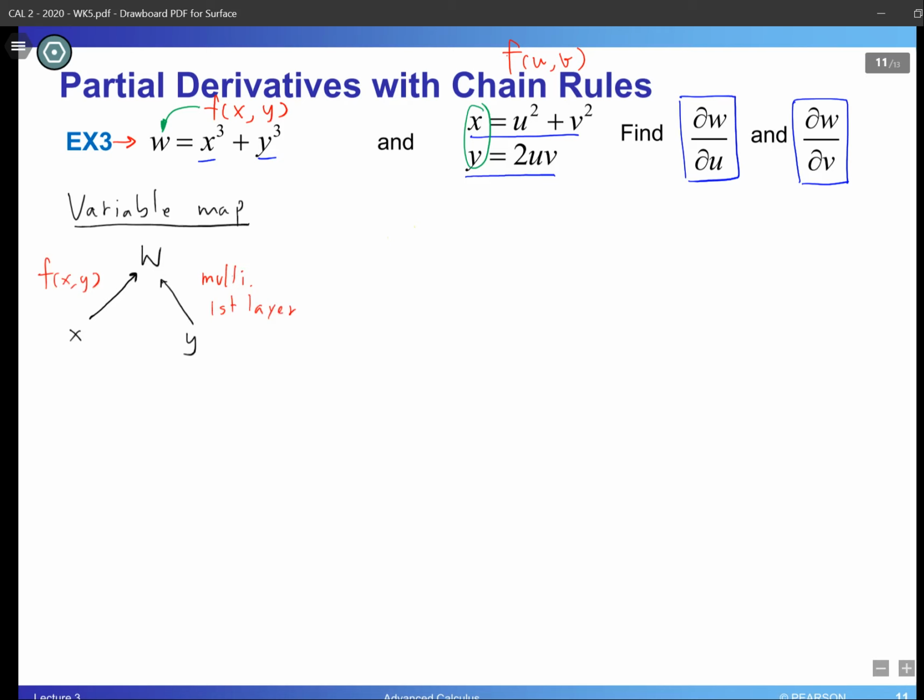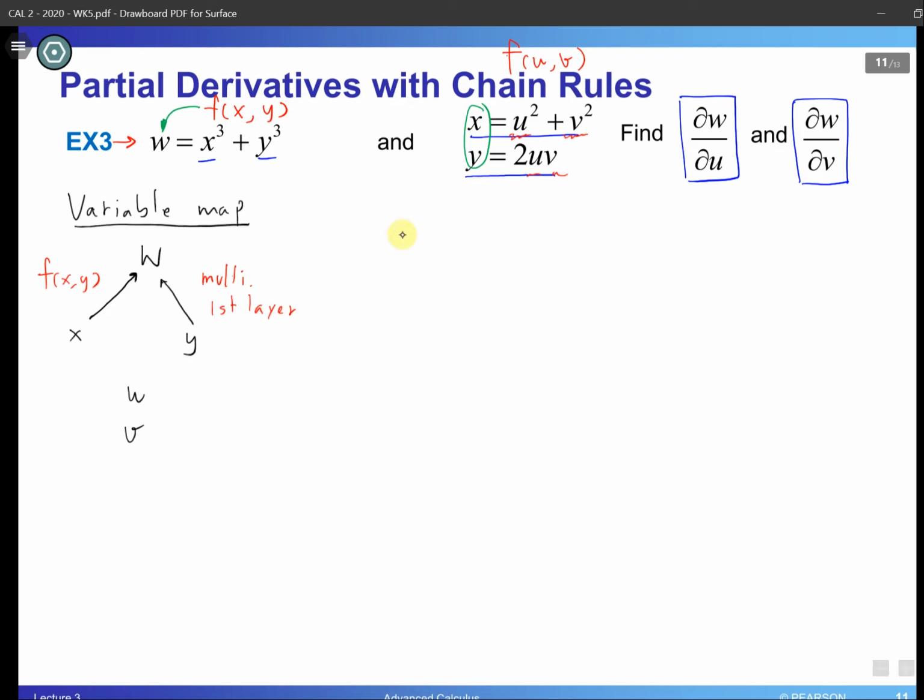Now, about x and y, x depends on two variables, u and v. So in this set of equations, we have two variables, u and v. So put u and v like this. So x depends on both u and v.